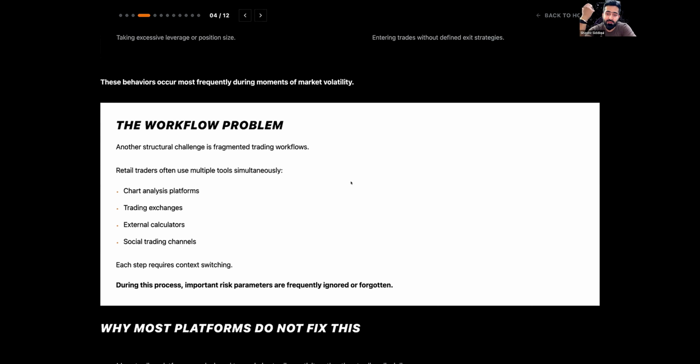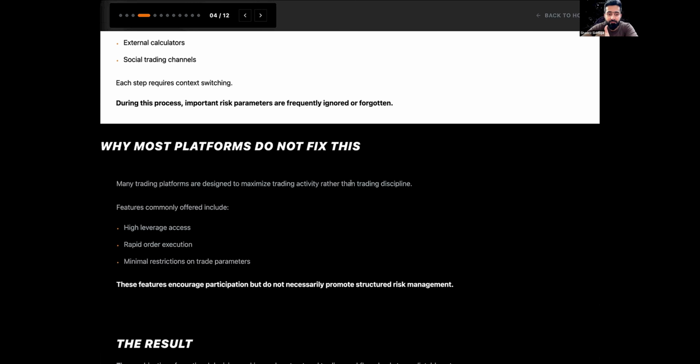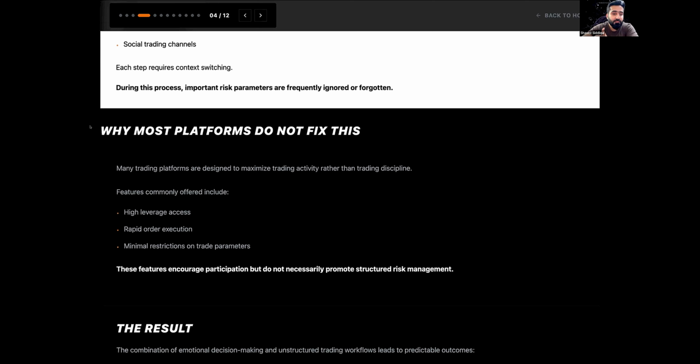When they made the profit, that's already gone. So during this process, important risk parameters are frequently ignored or forgotten. There are multiple platforms and they cause a lot of confusion, and that causes a huge workflow problem for retail traders. That's the core reason why retail traders are always failing at making profits. And why do most platforms not fix this?